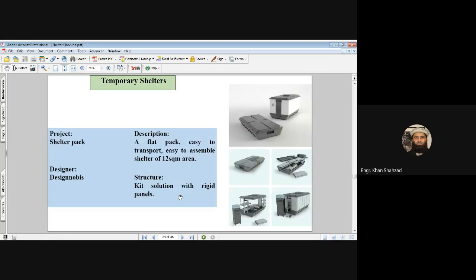This is another project, that is the shelter peg. The description of this is a flat peg, easy to transport, easy to assemble, and easy. This shelter of 12 square meter area. The designer is Designobis or something like that. The structure is kit solution with rigid panels. So these are rigid panels. These are not flexible panels. You can see just like the printer. So you can deploy this system also as temporary shelter on site.